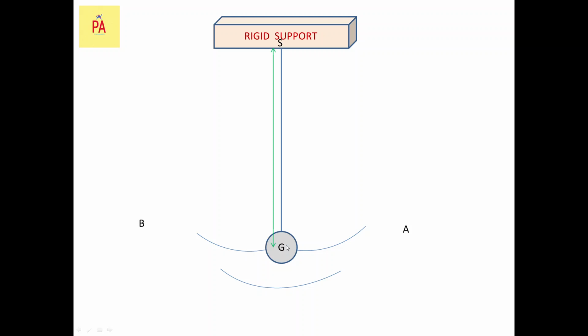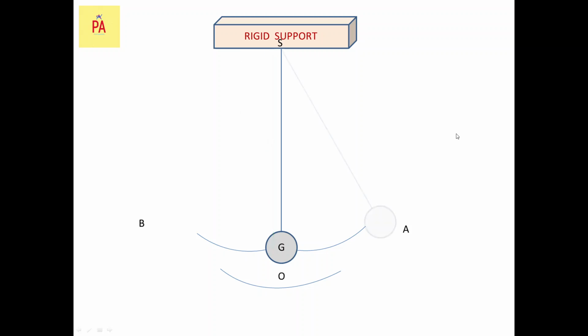Now, let the length of the pendulum be small l. This length of the pendulum is normally called the effective length. Effective length means the length measured from the support point to the center of gravity. If you see here, the arrowhead comes near to the center of gravity, or it just touches the center of gravity. So this is your effective length of a simple pendulum.